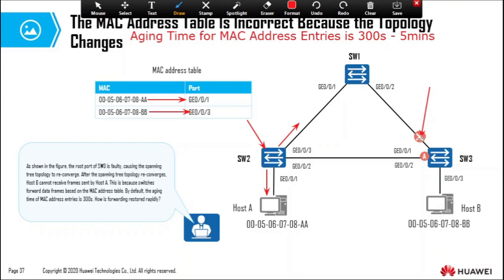If this link fails, what happens? It will activate what? How many seconds does it take to change the alternate here to root port? Maximum of 50 seconds, right? Yeah, 50 seconds. But within 50 seconds, this entry and this entry will still be valid in the MAC address table.